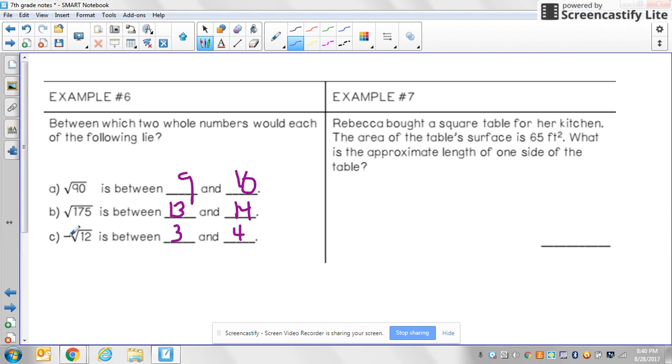Now, please keep in mind, I understand this is a negative there. We really don't pay attention to that because we're focusing on the square root. The negative sign happens after the square root, so please keep that in mind.